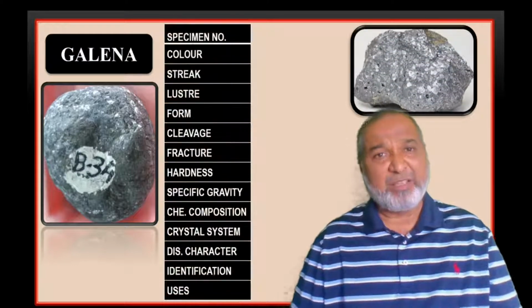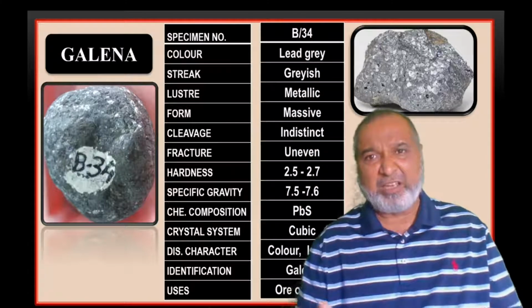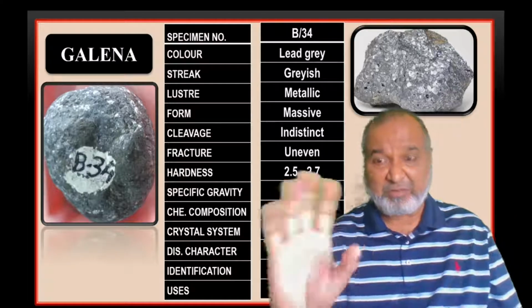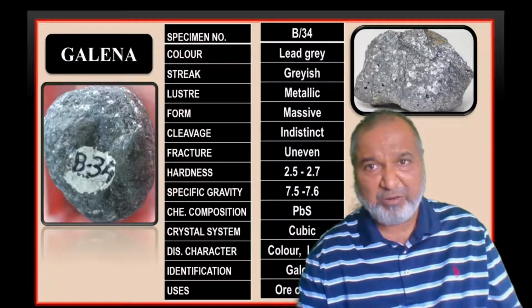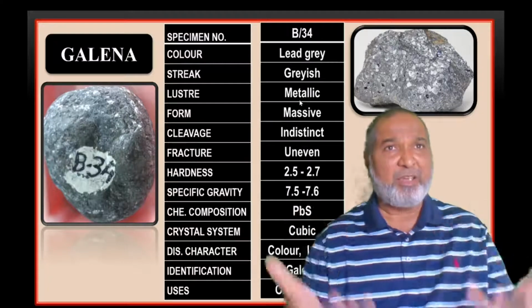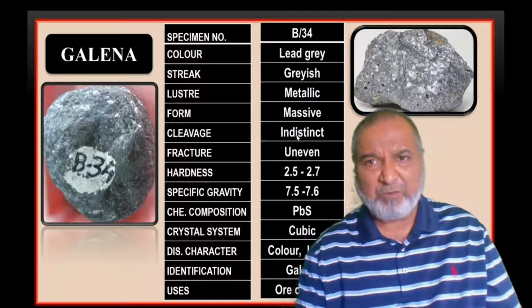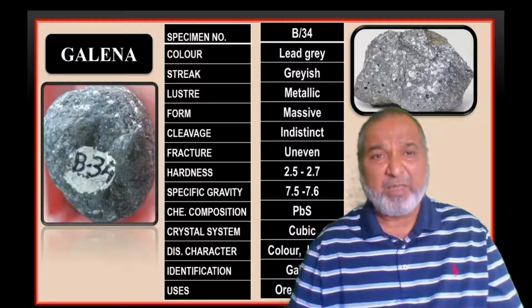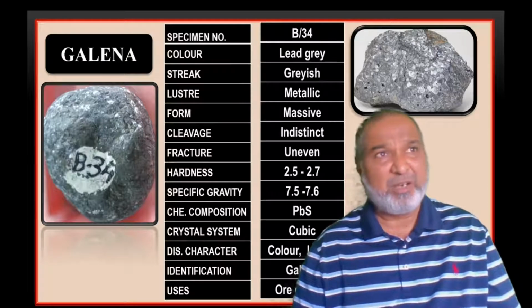Similar color. It is grayish, steel gray, lead gray, and the streak is also gray. See now, the shining is very important here. It is metallic shining. Here we have the granular form as well as the massive form. Both forms you can make out. Coarse crystals are there, so we can make out massive form. Cleavage we can't see. Fracture is uneven. Hardness 2.5 to 2.7. That means if you rub with your key or coin, you can get the powder of this mineral.